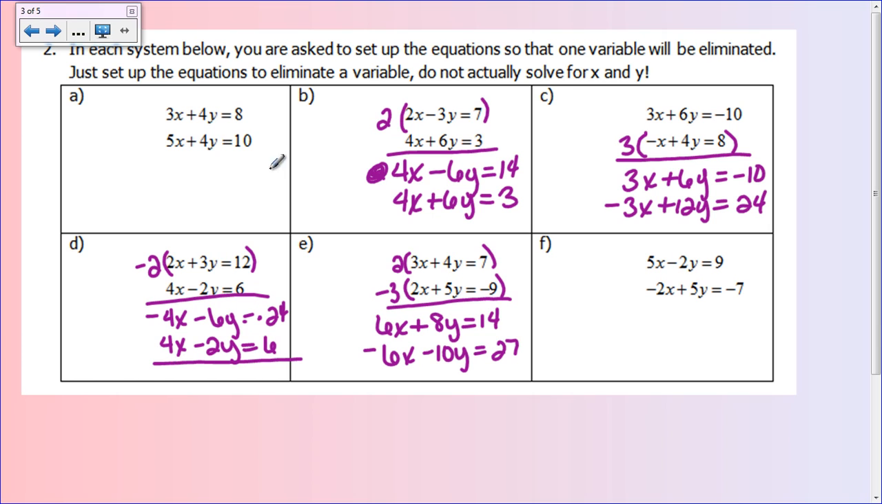Now if you wanted to get rid of the y's and you wanted to go ahead and multiply both equations, you could do that as well. This is just an easier option in my opinion. So now let's solve a few.